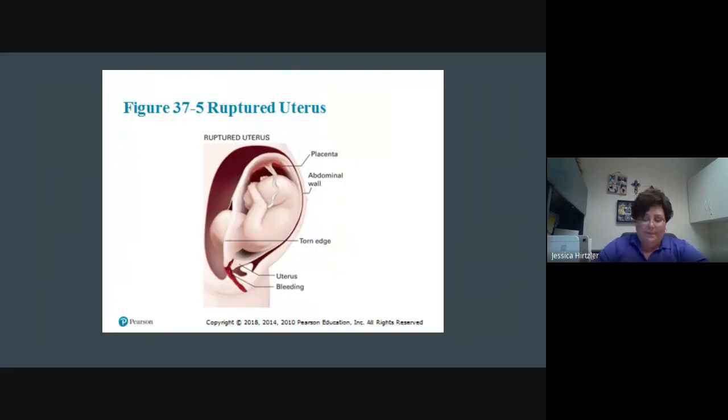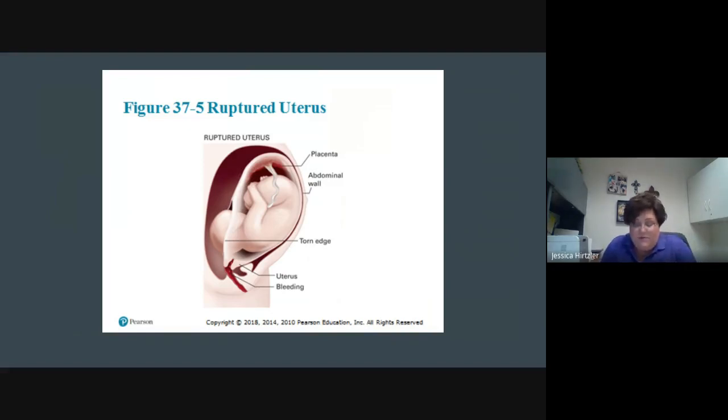Uterine rupture. The uterine wall becomes extremely thin, especially around the cervix, and it can lead to spontaneous or traumatic rupture of the uterine wall, releasing the fetus into the abdominal cavity. Mortality rate to the mom from a ruptured uterus is usually 5 to 20%, but fetal mortality rate is usually over 50%. Okay, this type of injury or condition is going to require immediate surgery.